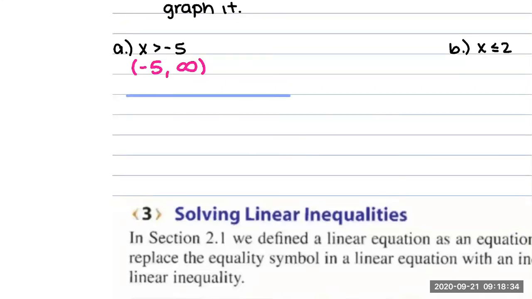On our number line, we're going to find that -5. We're going to put a parenthesis on that, and then we're going to draw our line to the left. Now, you're used to this open circle, closed circle, which is fine if you want to do that as well. To be honest with you, I'd rather you do the closed circle, open circle with these specifically so that I can tell the difference between your parentheses and your brackets.